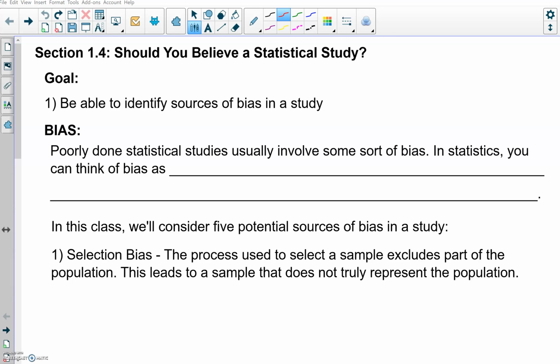Here, this is still related to the sample concept, but instead of the nuts and bolts of the different ways of collecting it, we're going to look at some sources of bias that could creep into a study because of your sample, and how you took your sample. We'll be able to identify some sources of bias by the end of this section. Poorly done statistical studies usually involve some sort of bias. In statistics, you can think of bias as anything that leads to a sample that is not representative of the population.